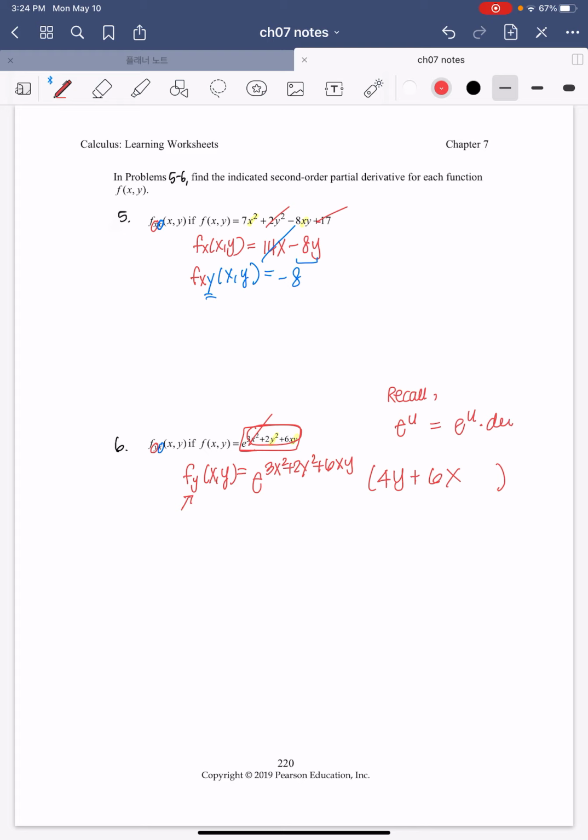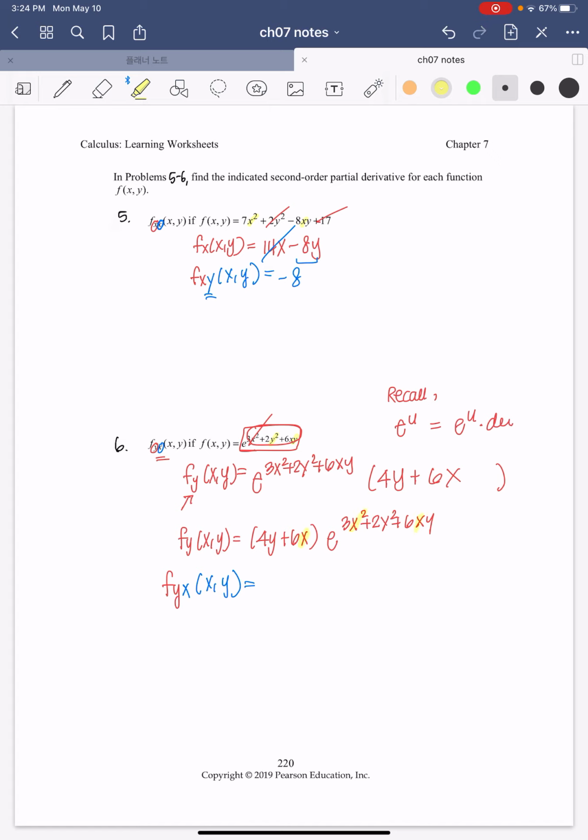So my final answer, f of y, x comma y, will be 4y plus 6x, e raised to 3x squared plus 2y squared plus 6xy. We are not done. We still have to take the derivative with respect to x. So I'm taking the second time. From the first one, I'm going to differentiate with respect to x. So x is my variable function.